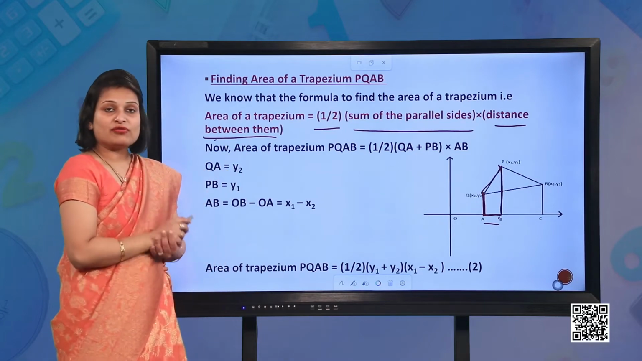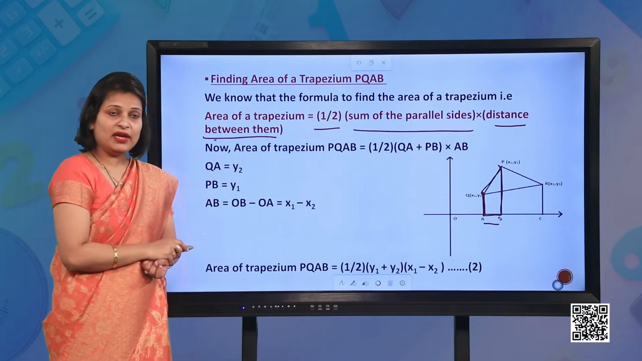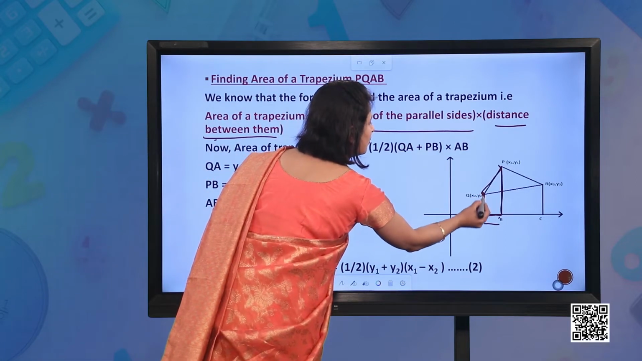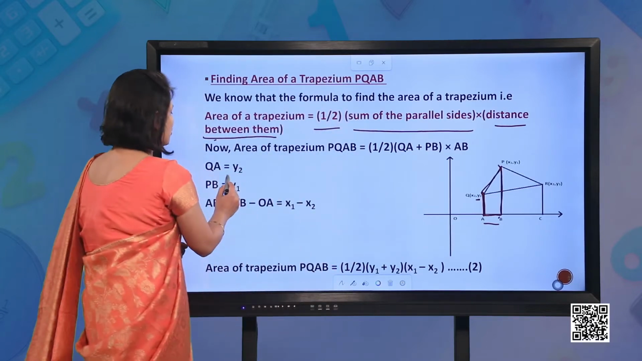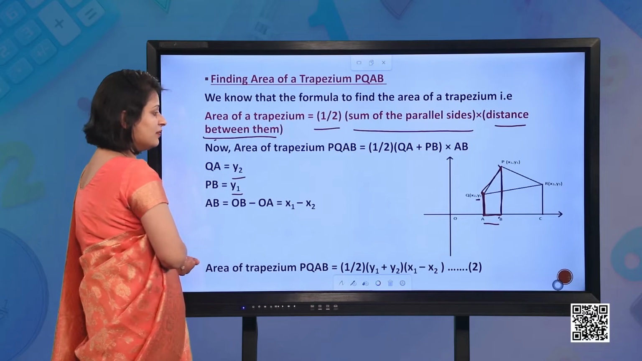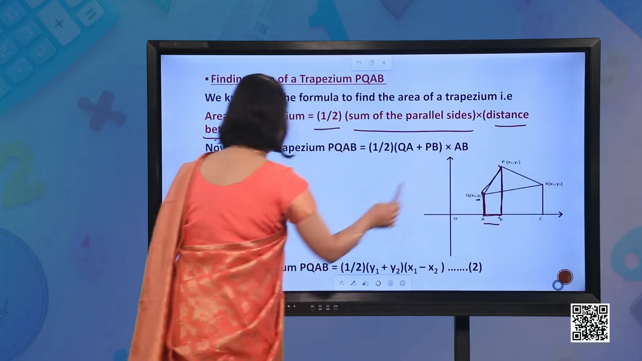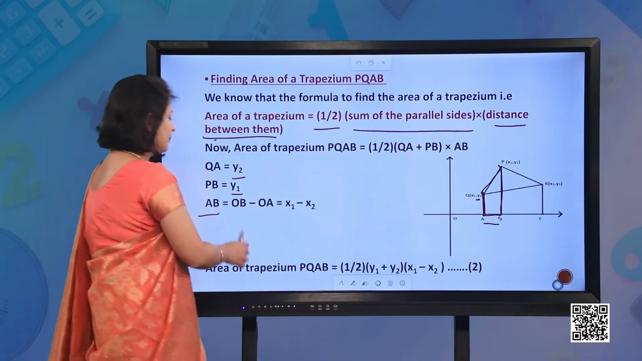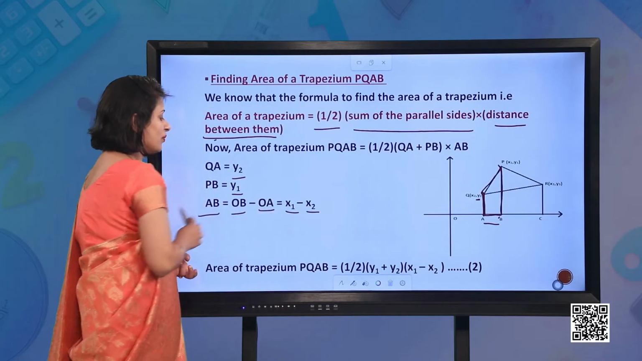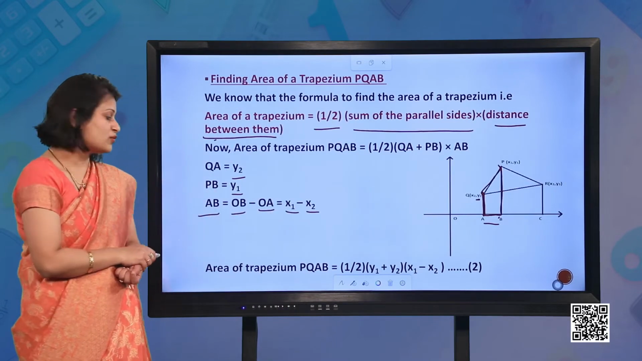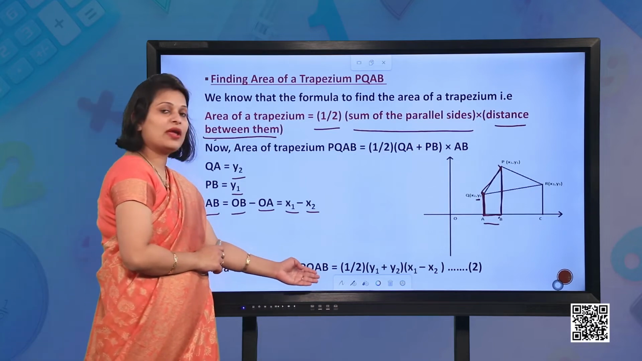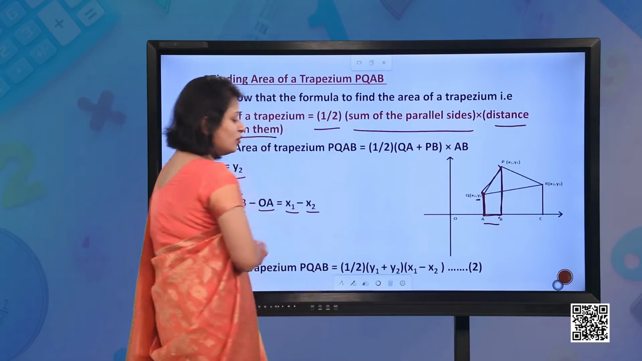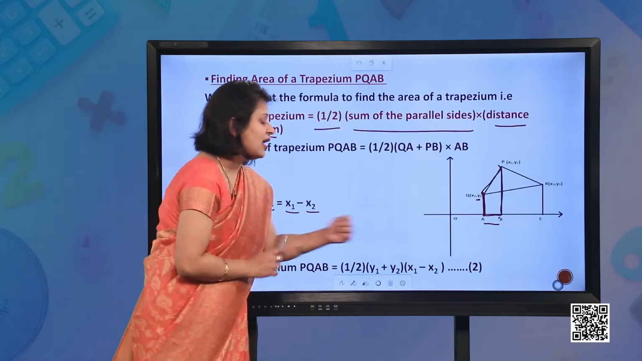So, now you have to substitute the values of QA, PB and AB. What is QA? This is Y2. So, QA is Y2, PB is Y1. As you can see, PB is Y1. And what is AB? AB is OB minus OA. So, OB is X1, OA is X2. So, AB is X1 minus X2. So, the area of trapezium PQAB will be half into, substituting the values, Y1 plus Y2 into X1 minus X2.